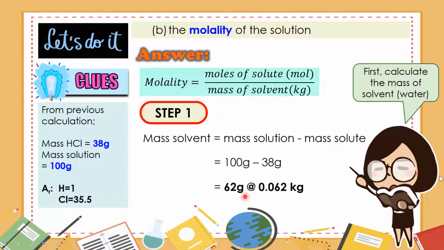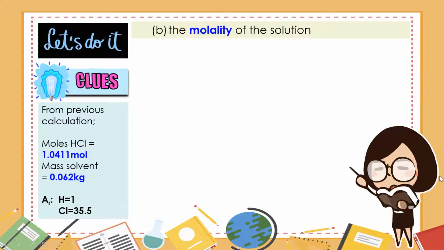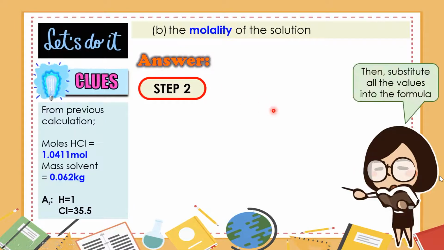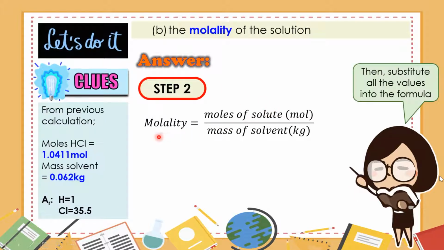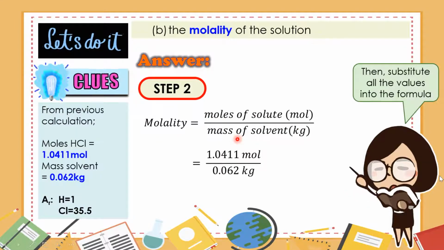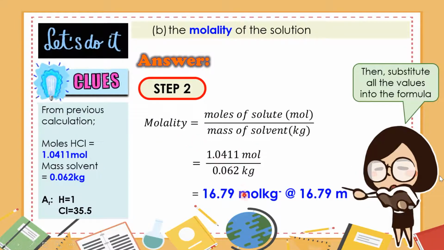Since we are going to use the mass of solvent in the formula and it needs to be in kilogram, convert it from gram into kilogram. Next, you can substitute all the values into the formula of molality, mole of solute over mass of solvent. Therefore, molality is equal to 16.79 mole per kilogram.